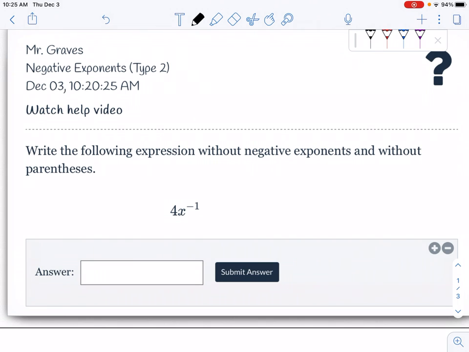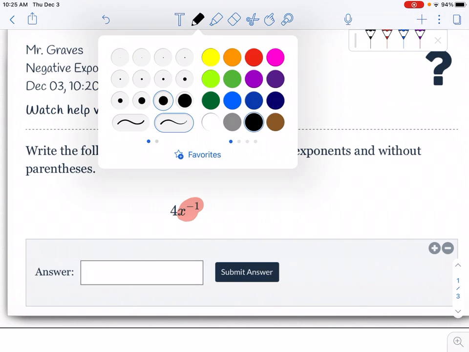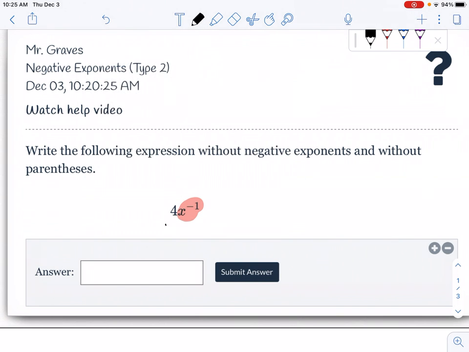So again, the idea in 5.1 was that if we have a negative exponent, it's in the wrong place. So right now all of this is sitting over 1, and my x to the negative first power is in the wrong place, so I need to move it downstairs to make it positive. And then 4 is still on top.